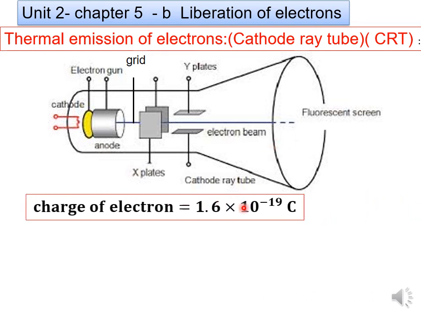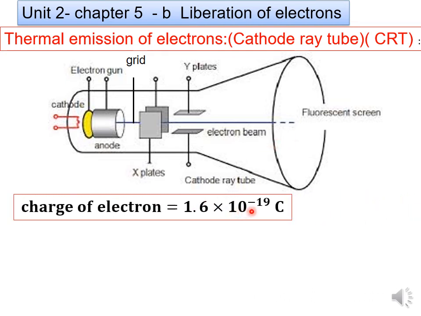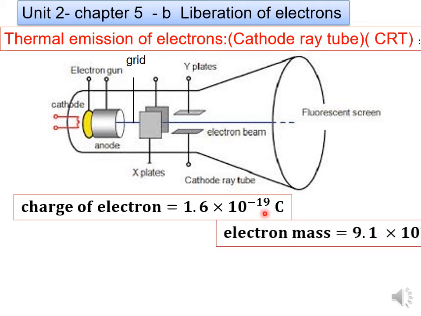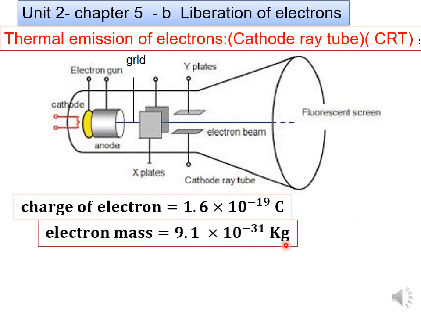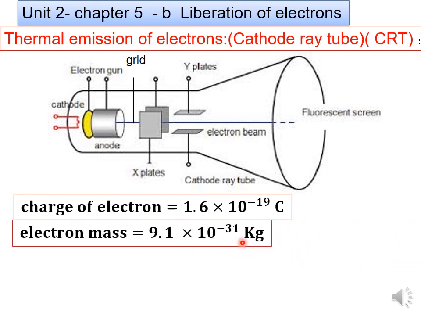Charge of electron: 1.6 times 10 to the power negative 19 coulomb. We must know it. Electron mass: 9.1 times 10 to the power negative 31 kilogram. Also we must know it.